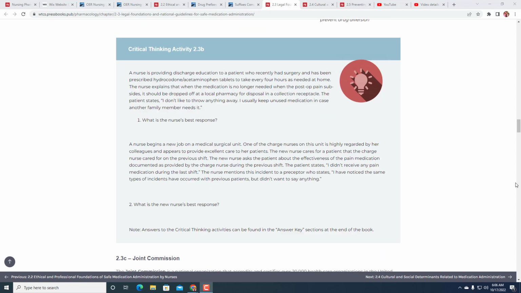Okay, let's go on to critical thinking activity 2.3b. A nurse is providing discharge education to a patient who has recently had surgery and has been prescribed hydrocodone with acetaminophen tablets to take every 4 hours as needed at home. The nurse explains that when the medication is no longer needed, when the post-op pain subsides, it should be dropped off at a local pharmacy for disposal in a collection receptacle. The patient states, "I don't like to throw anything away. I usually keep unused medications in case another family member needs it." What is the nurse's best response?